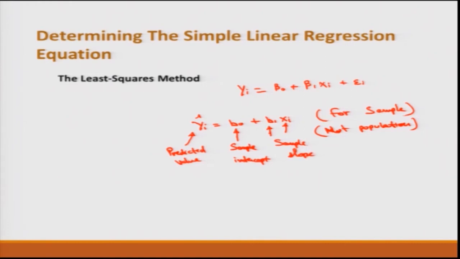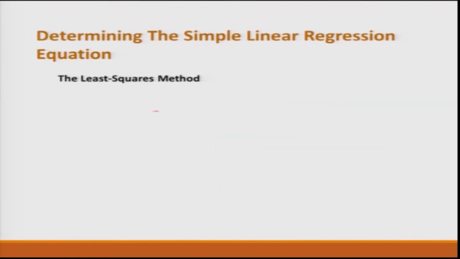Now what happens when we use least square method, this b0 and b1 are calculated as b1 is equal to SSXY by SSX. What is SS? SS is sum of squares. So what are these? Let us see. SSXY is summation i is equal to 1 to n, xi minus x bar and yi minus y bar. So this is actually the observed value minus mean for x and y, two variables here.